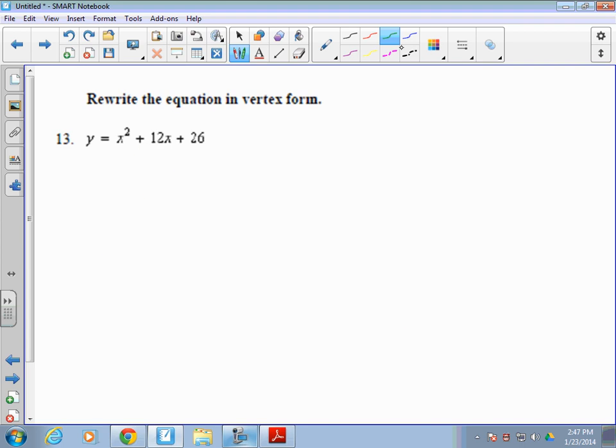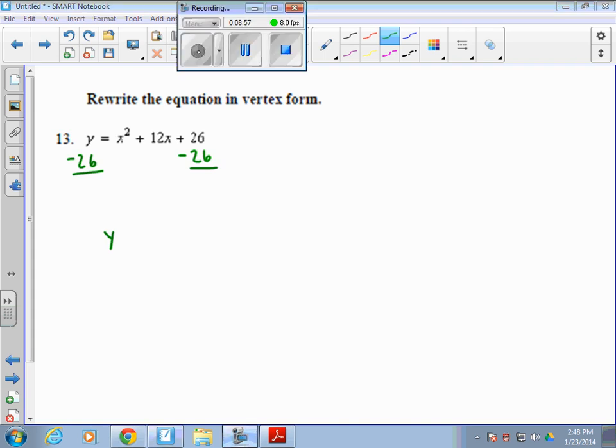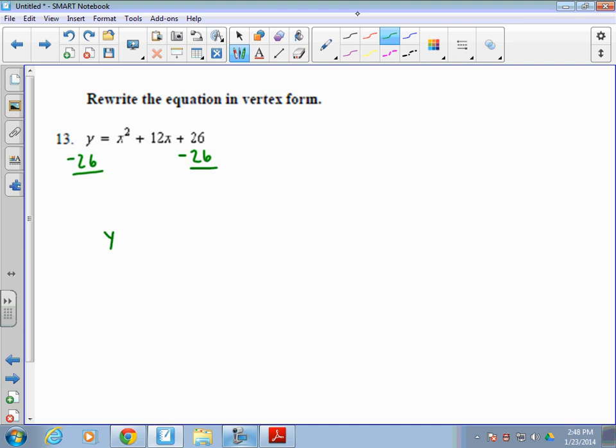13 says to rewrite it in vertex form. You have to do everything you did in number 12 to complete the square, and then move one more thing over. It actually turns out to be a little bit easier. So we have to get rid of this 26 and move it to the other side. So when we subtract 26 on this side, we have y. So on the left side, we have y minus 26 equals x squared plus 12x plus c is what we need to put in, plus c.